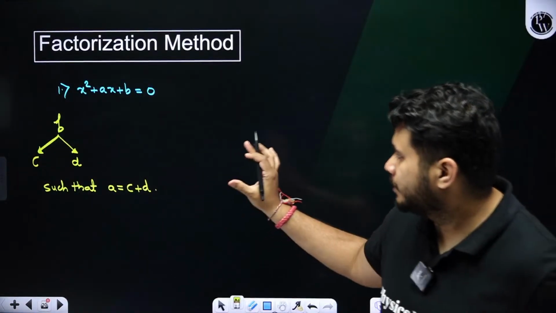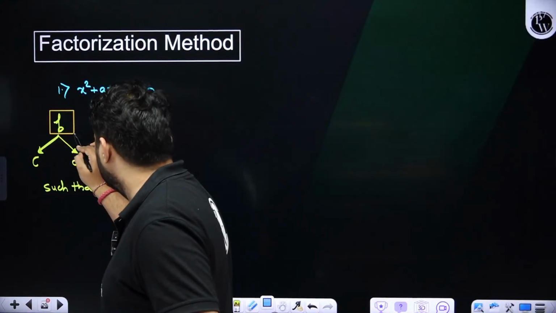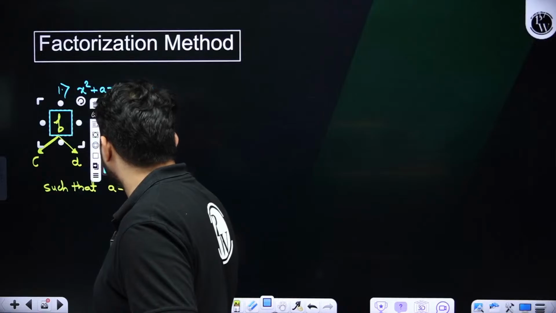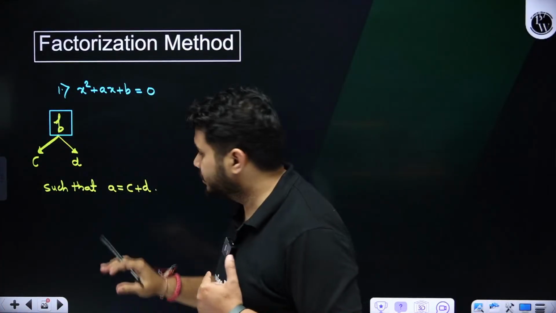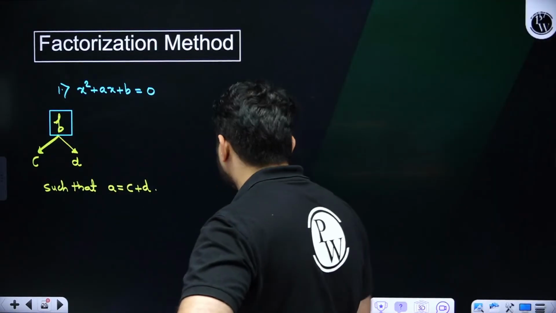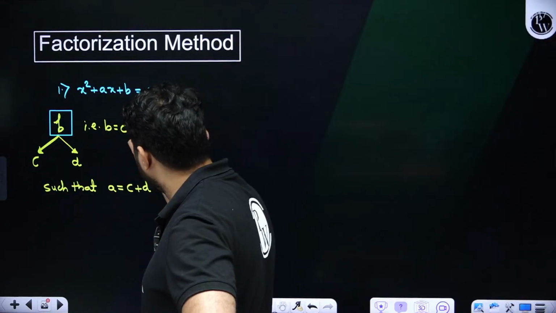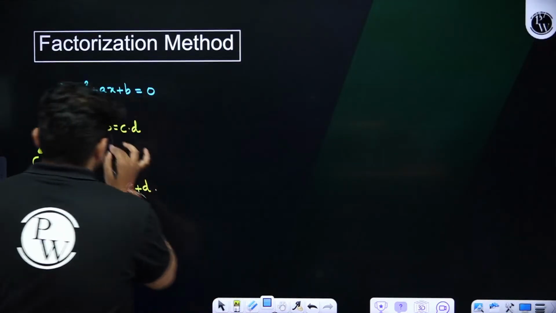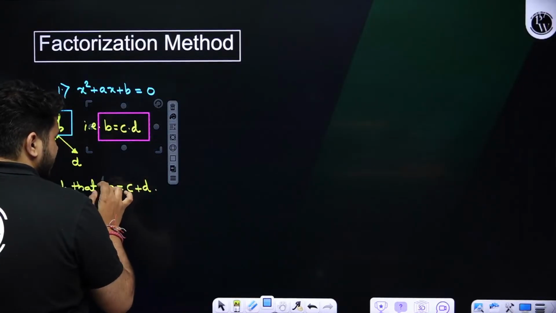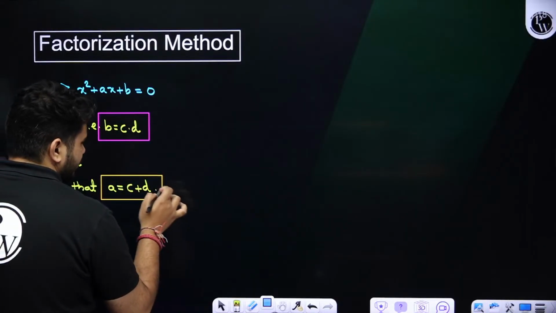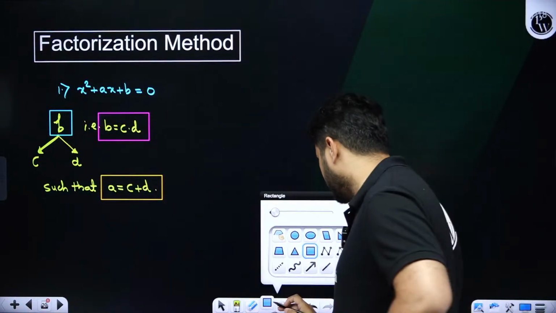So this is the method we split the quadratic equation. Whatever this b is, you should be able to split it into a product of two numbers, that is, b is equals to c into d. Once you split it as c into d, the product should be equal to the sum of this. With an example you'll easily understand.